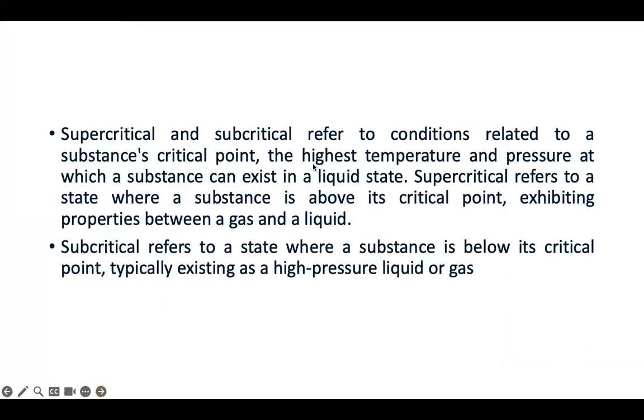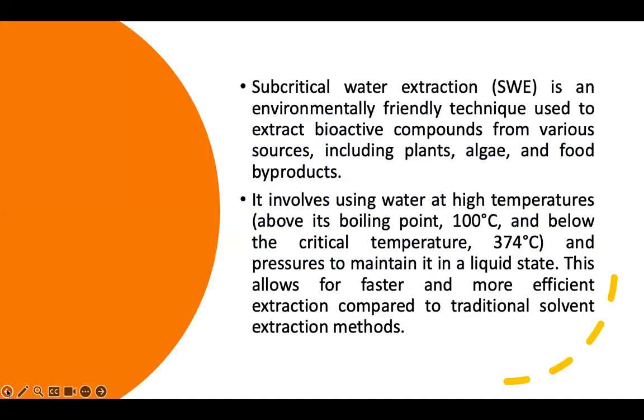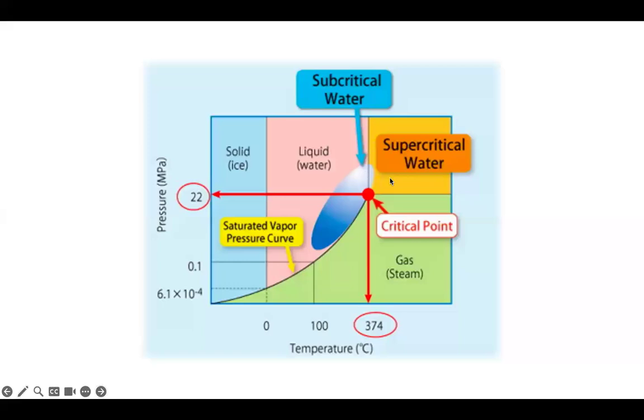Supercritical and subcritical refer to conditions related to a substance's critical point. Whether it's CO2 or water, in this case we are discussing water, the critical point is the highest temperature and pressure at which a substance can exist in a liquid state. Supercritical refers to a state where a substance is above its critical point, exhibiting properties between a gas and liquid. Subcritical refers to a state where the substance is below its critical point, where you have a distinct difference between liquid and gas. So when it is supercritical, there is no distinct difference between liquid and gas phases, whereas below the critical point there are distinct phases of liquid and gas.